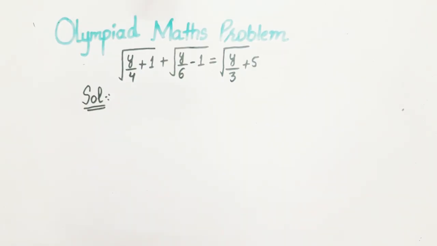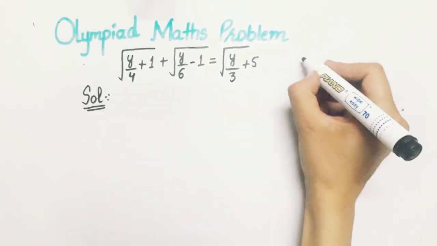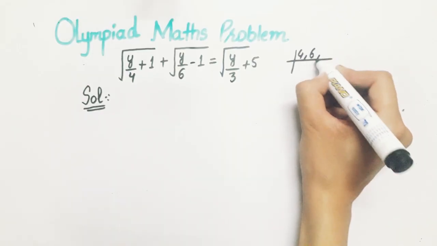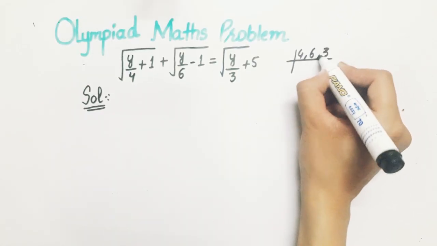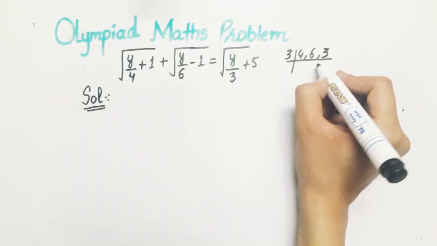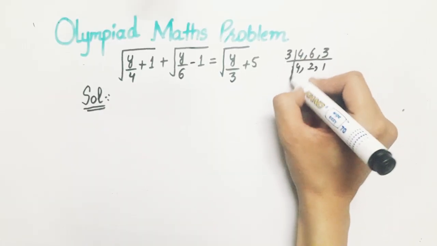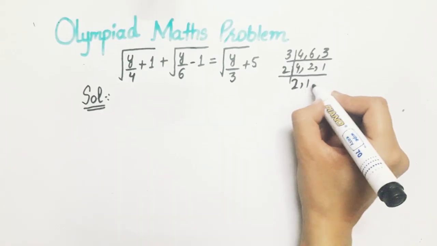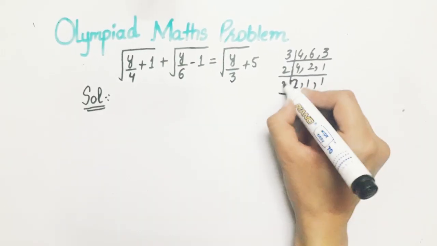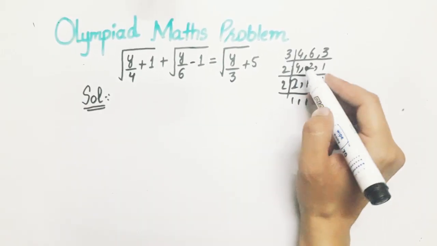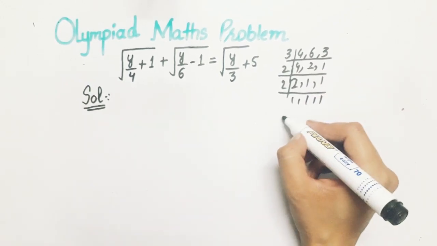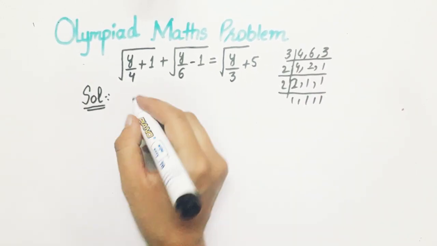To solve this, first of all, we will take the LCM of 4, 6 and 3. So what will it become when we take the LCM of 4, 6 and 3? Two times, then 3 times 2 is 6, times 2 is 12. That means the LCM of 4, 6 and 3 is 12.